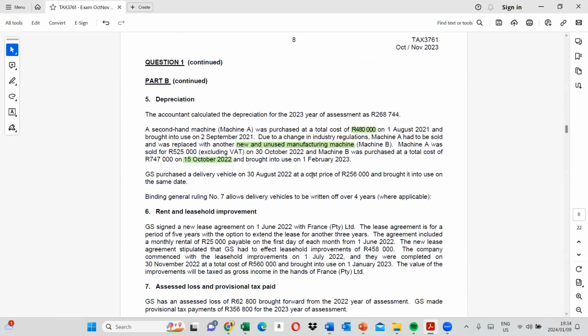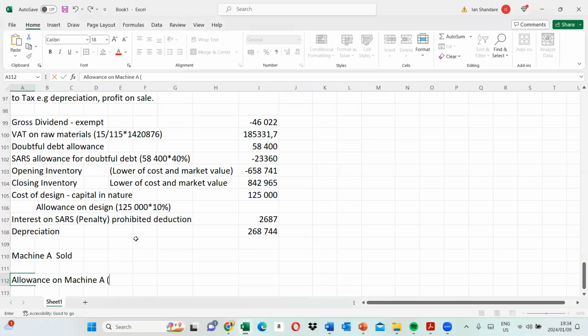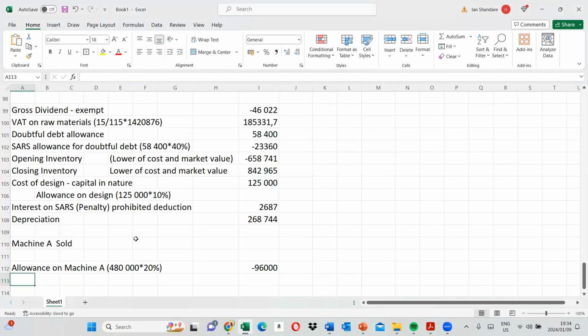So here, it's not a small business, and it was bought second-hand, which means now you're going to claim an allowance of 20%. So 480 times 20%. It's a manufacturing asset, and it was bought second-hand, so you claim an allowance of 480 times 20%. So it will take you to this amount. That's what you have.